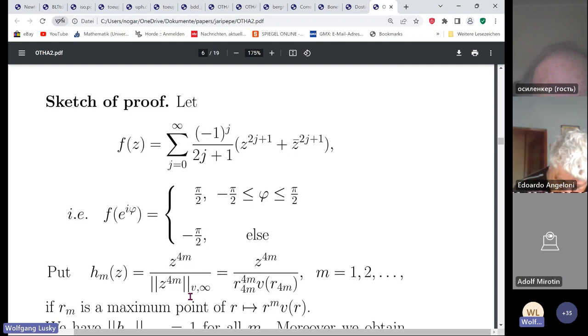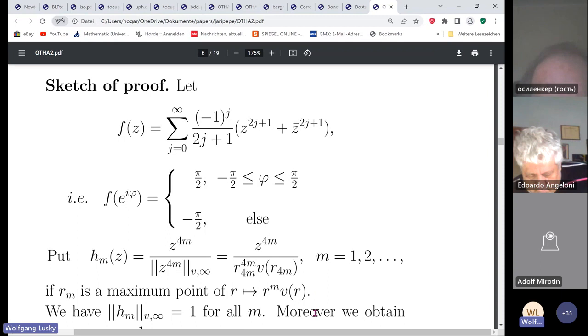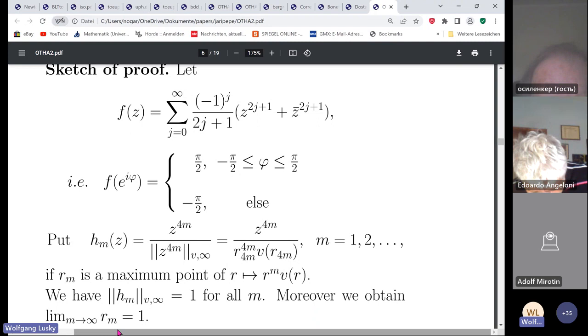And so here I have to consider the norm of the monomial z to the 4m, which I put down here. And I want to apply the Toeplitz operator to these h sub m's. And first, let me note, of course, they are of norm 1. And now it's very easy to see that these points of absolute maximum for the monomials tend to 1 if m tends to infinity. This I will need in the following.